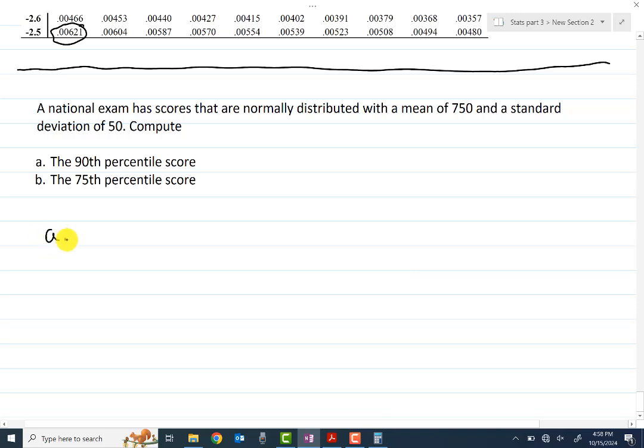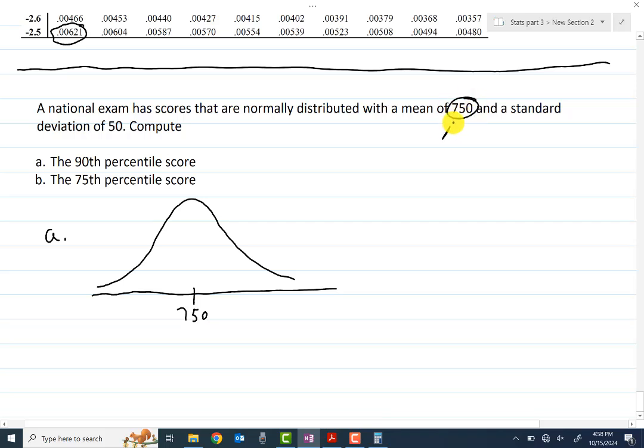First, let me draw a picture and explain what they're trying to get you to do. So in part A, you're trying to figure out the actual score that allows this to happen. So we know that the mean is 750. There's the mean. And the standard deviation is 50. The 90th percentile score is the score that is greater than 90% of the data. So what I'm going to have is this. If I put an X here, I don't know what it is. They're talking that 90% will be inside of here.